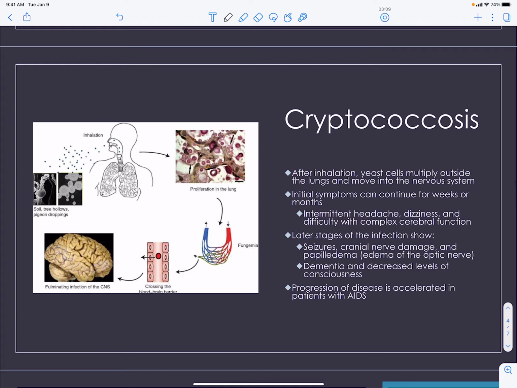Now, once your encapsulated yeast are taken up through your lungs, you're going to get expansion of the yeast in your lungs. And then the yeast is going to spread through the blood, fungemia, and then it's going to be able to cross the blood-brain barrier, and then you're going to get infection in the central nervous system. Now, the symptoms can continue for weeks or months. You can get intermittent headaches, dizziness, and then you're going to have seizures and dementia slowly develop at the later stages of infection. In patients with AIDS, this progression is going to be accelerated.